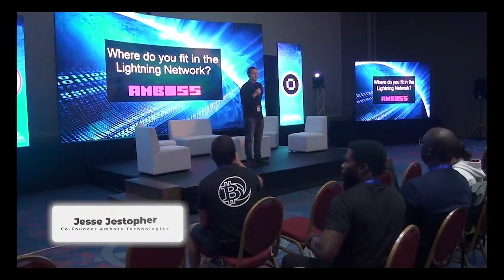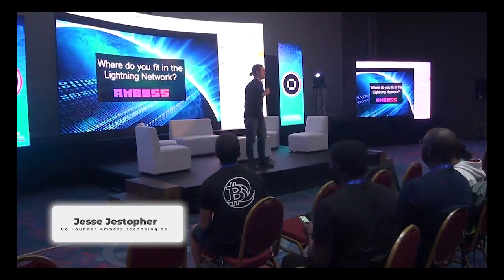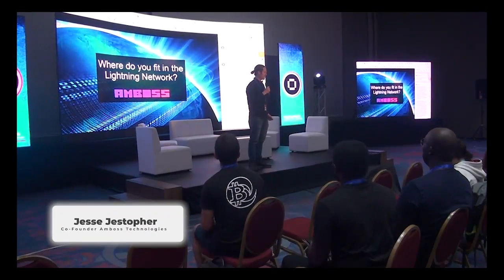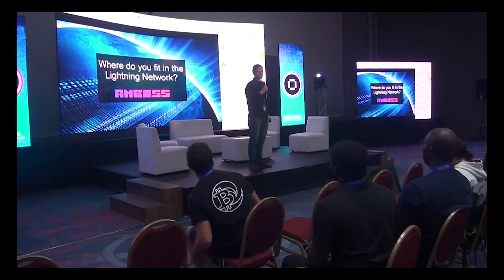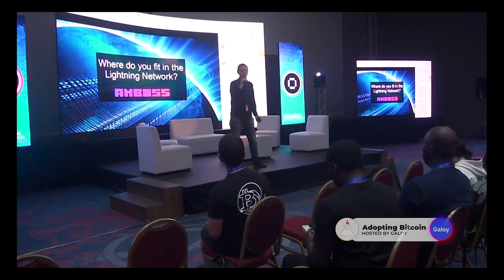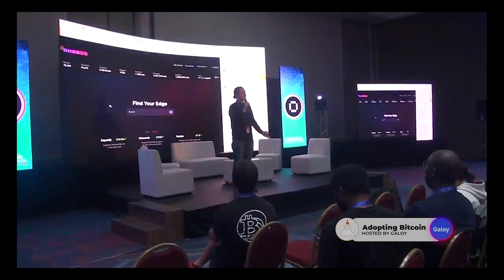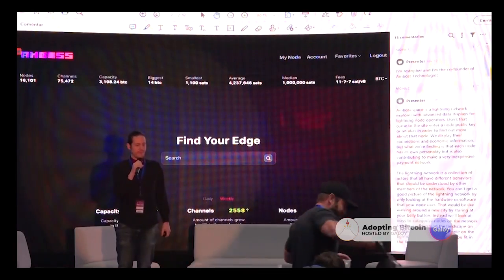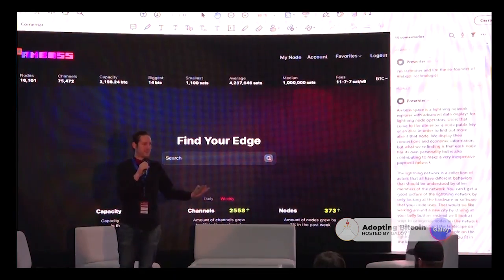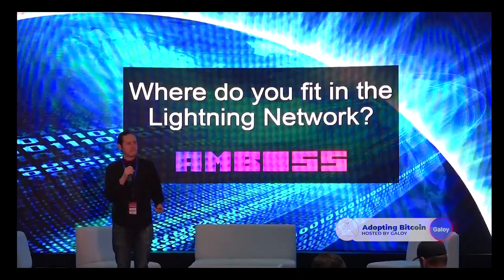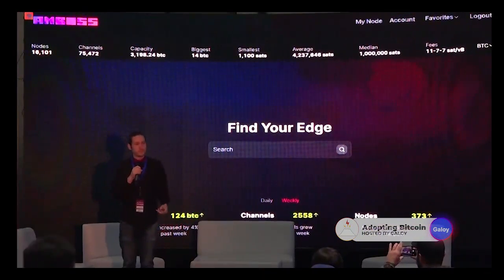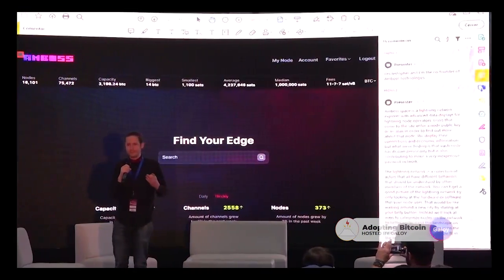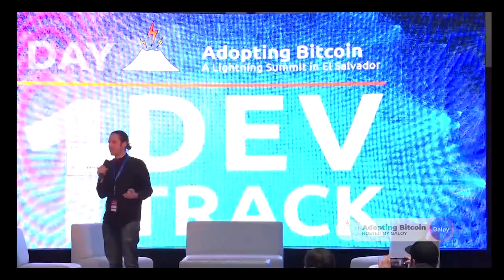Yeah, so I'm Jestopher, and I'm a co-founder of Amboss Technologies. And what we run is a Lightning Network Explorer, called amboss.space. Our little catchphrase is, you can find your edge. So on the website, you'll be able to enter your alias or your public key for your Lightning node.